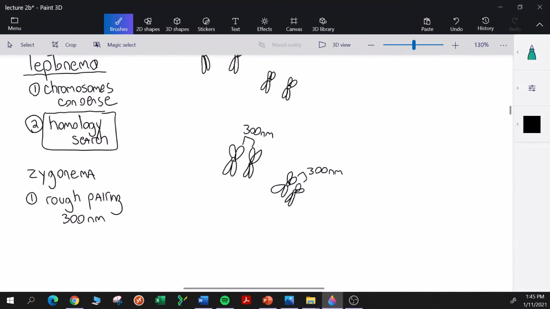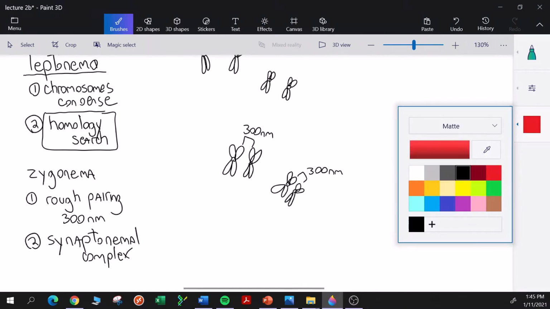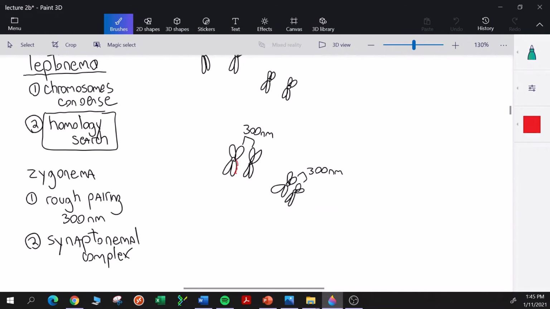And what else happens during zygonema? A complex called the Synaptonemal Complex begins to form. So the Synaptonemal Complex is going to be a giant complex of proteins that forms along the homologous chromosomes, and it's going to link them together tightly. So it starts forming during zygonema.